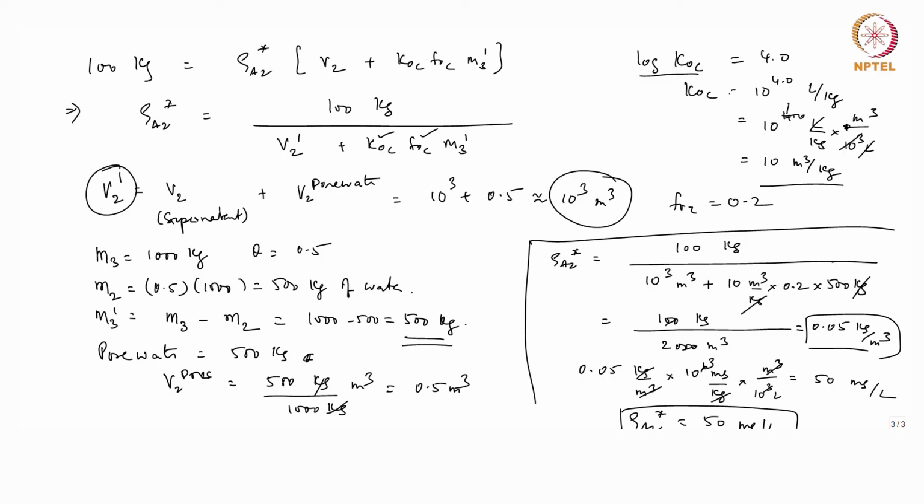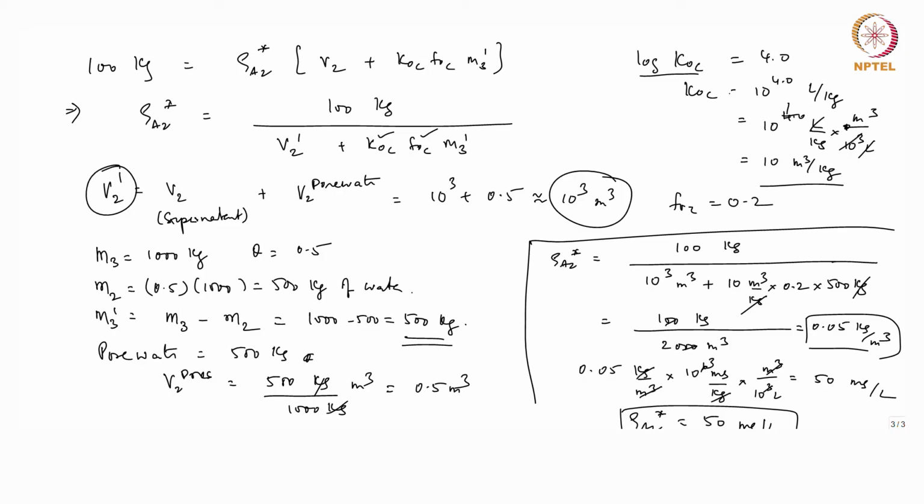Is there anything wrong with this answer? This rho A2 star is 50 milligrams per liter according to this calculation. What is rho A2 star? It's the concentration of A in water. So, what is the next thing you have to check? The reason I am asking you this, if you think the answer is correct, go back and check. What will you check immediately?